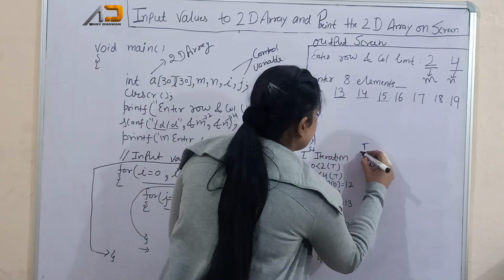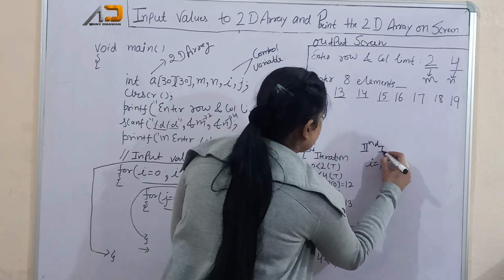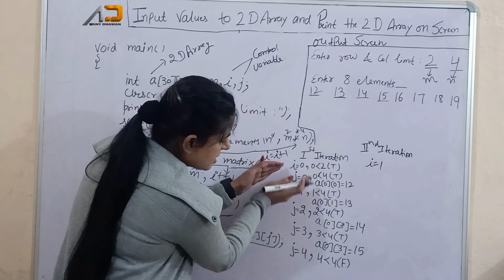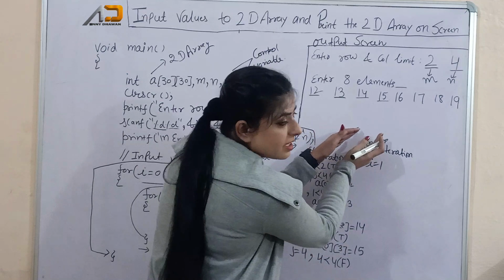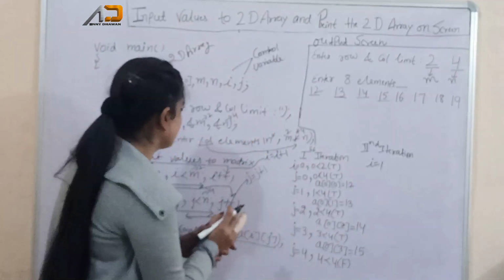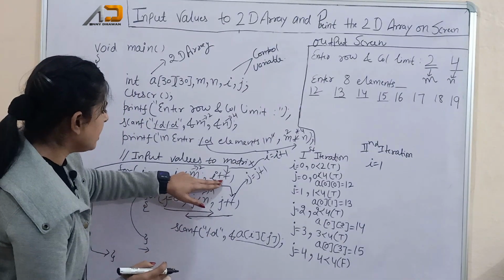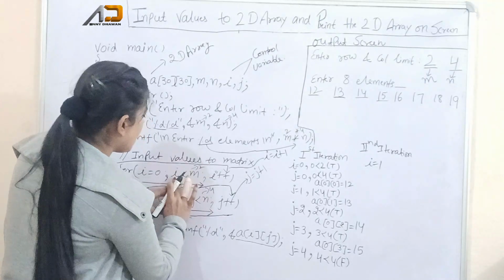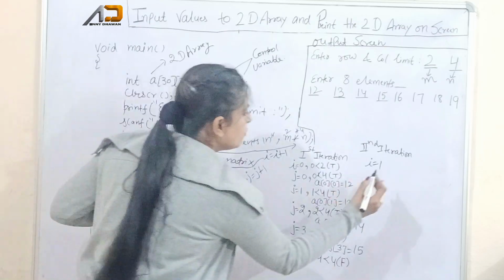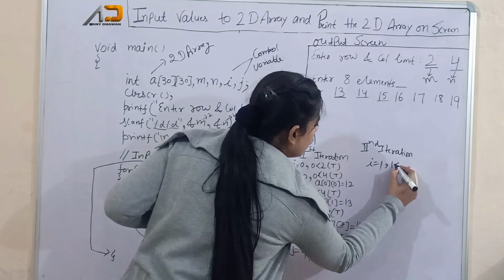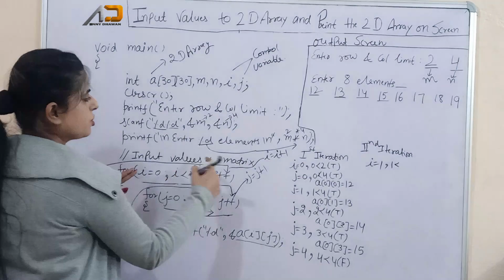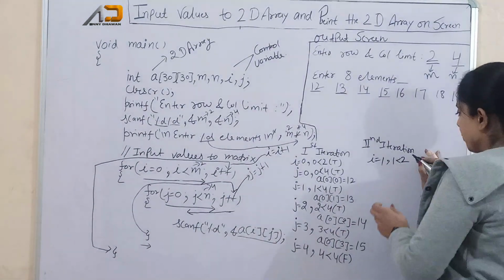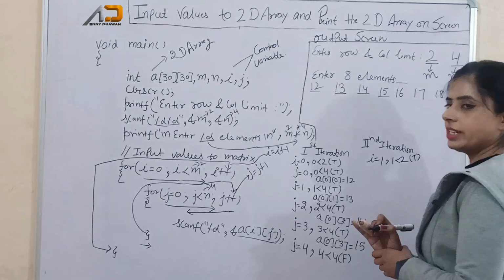And now the dry run of second iteration. This is our first iteration, and this will be our second iteration. And from here the condition will be checked again. That is i less than m? What is the new value of i here? It is 1. What is the value of m here? It is 2. Is 1 less than 2? Yes, it's true.